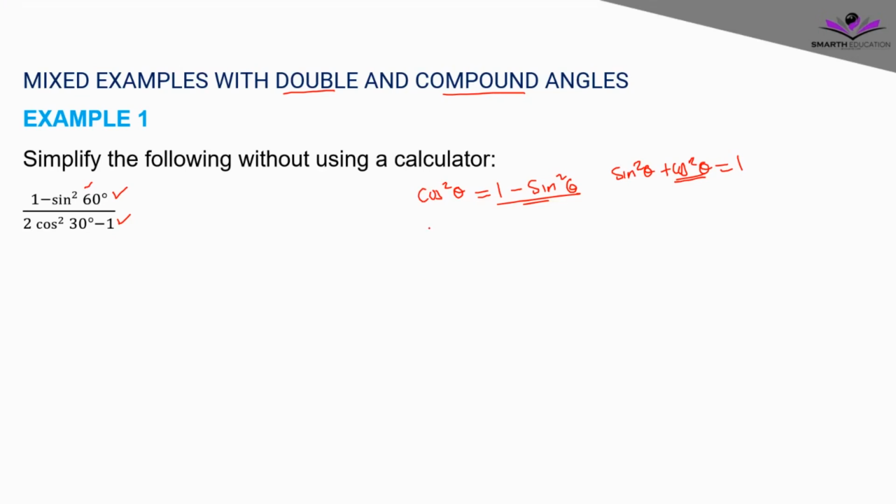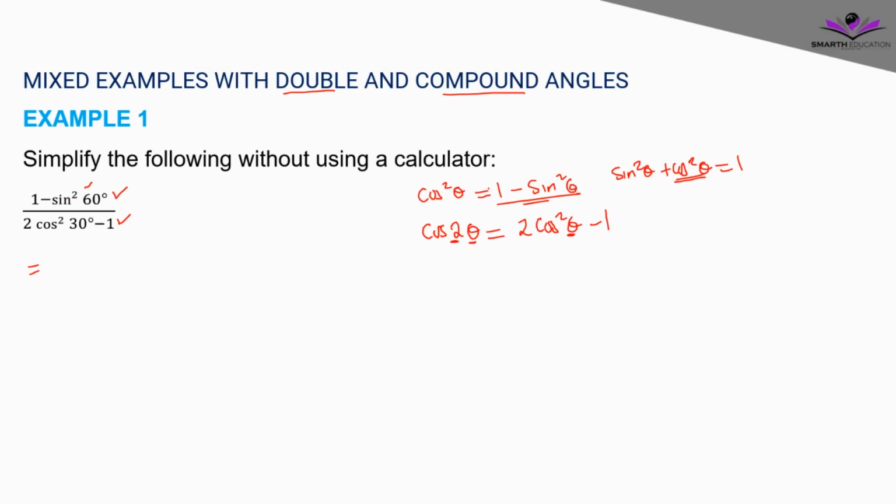So remember that cos 2 theta is equal to 2 cos squared theta minus 1. Okay, in this case our theta is 30. So it means 2 cos squared 30 minus 1 is the same as cos 2 times 30 degrees. Okay, right, let's just do that.